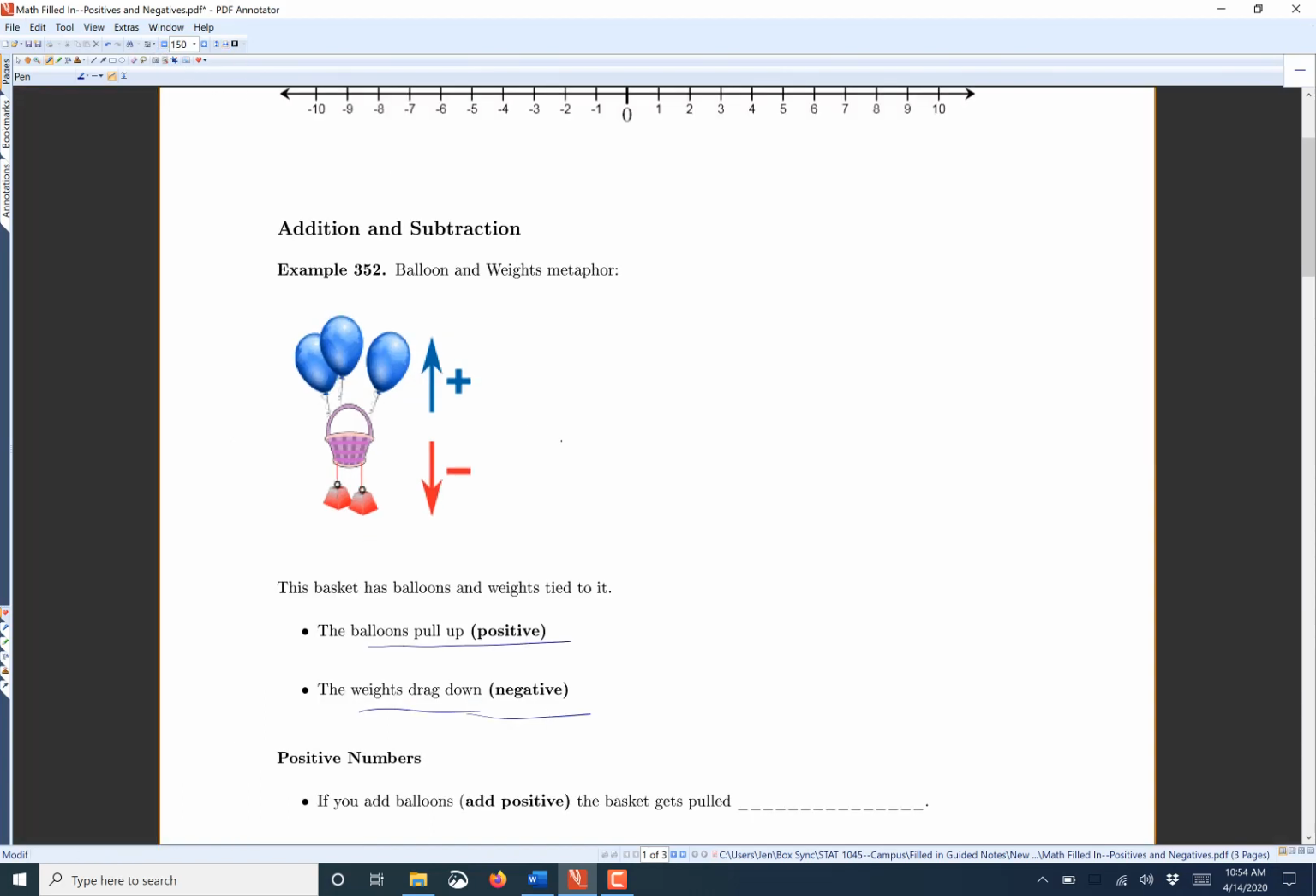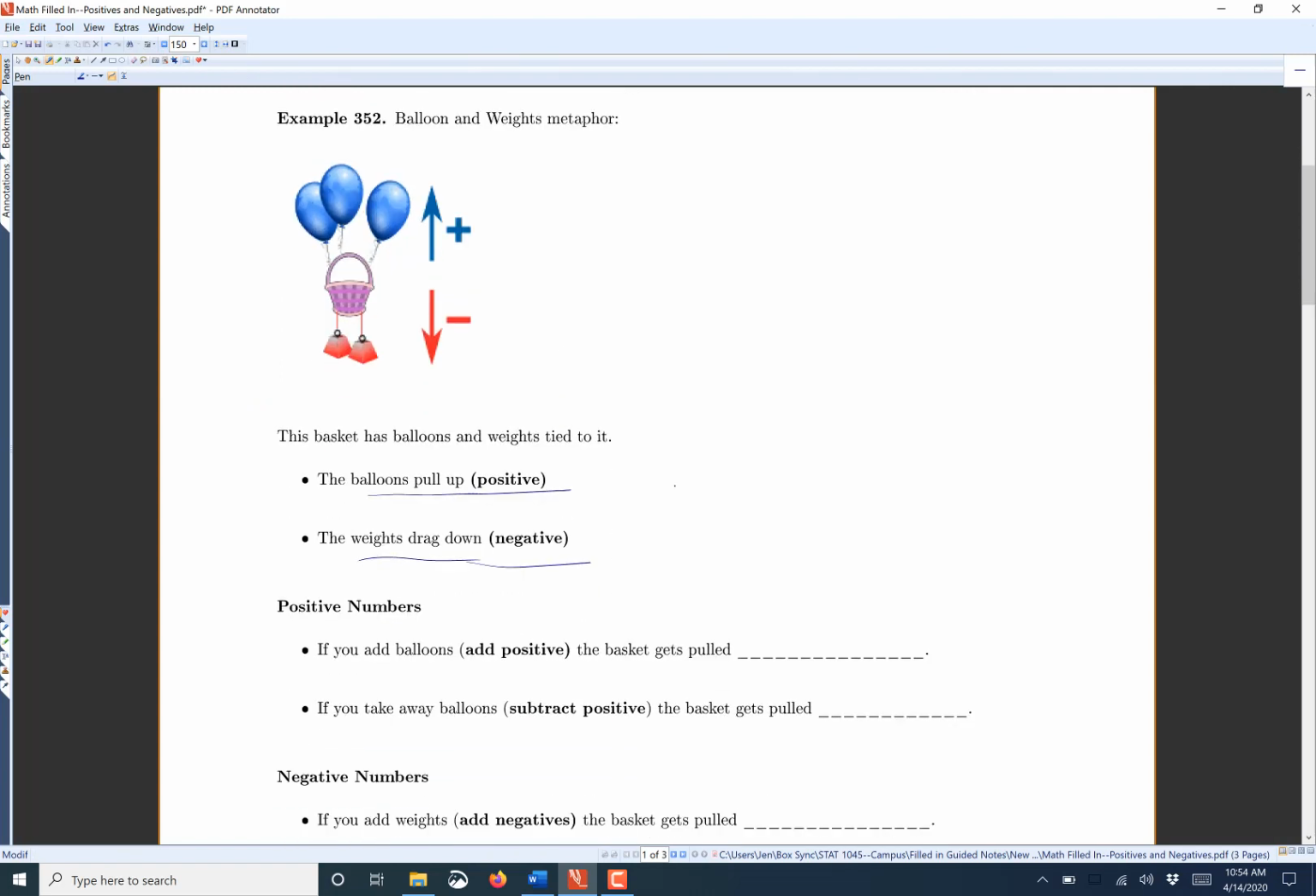Let's see what will happen as we do different things. If you add positive numbers, like adding more balloons, your basket will get pulled up because they were positive. If you subtract positive numbers, meaning you take away balloons, your basket is going to get pulled down, because you don't have anything lifting you up. So adding positives makes you go up. Taking away positives makes you go down.